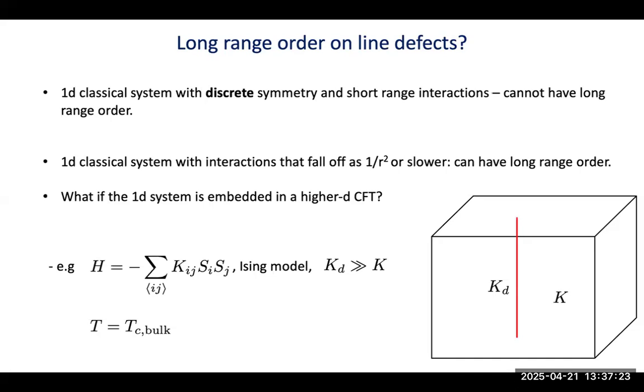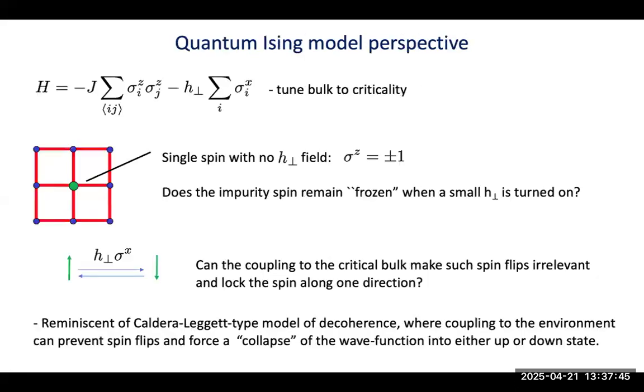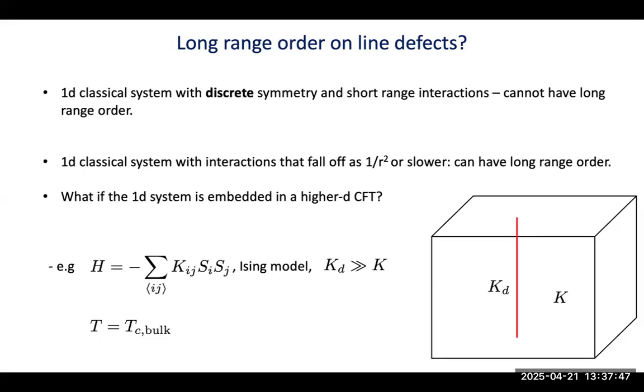Okay, and you might think that perhaps this should be possible, because we are at the bulk critical temperature, the bulk fluctuations of the spins perhaps can induce long-range interactions between the spins on the defect, and perhaps one can simulate this result from one dimension. And so you're tuning a parameter on the defect. That's right. I'm just tuning, let's say, the nearest neighbor spin coupling along the defect while keeping the bulk coupling.